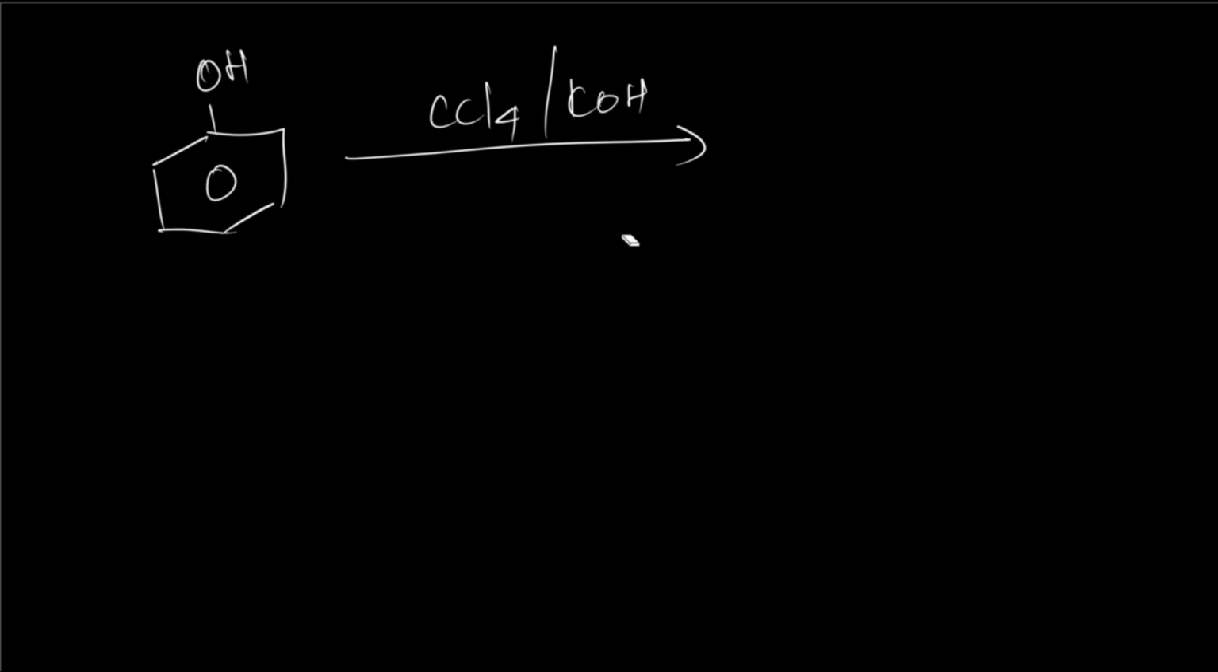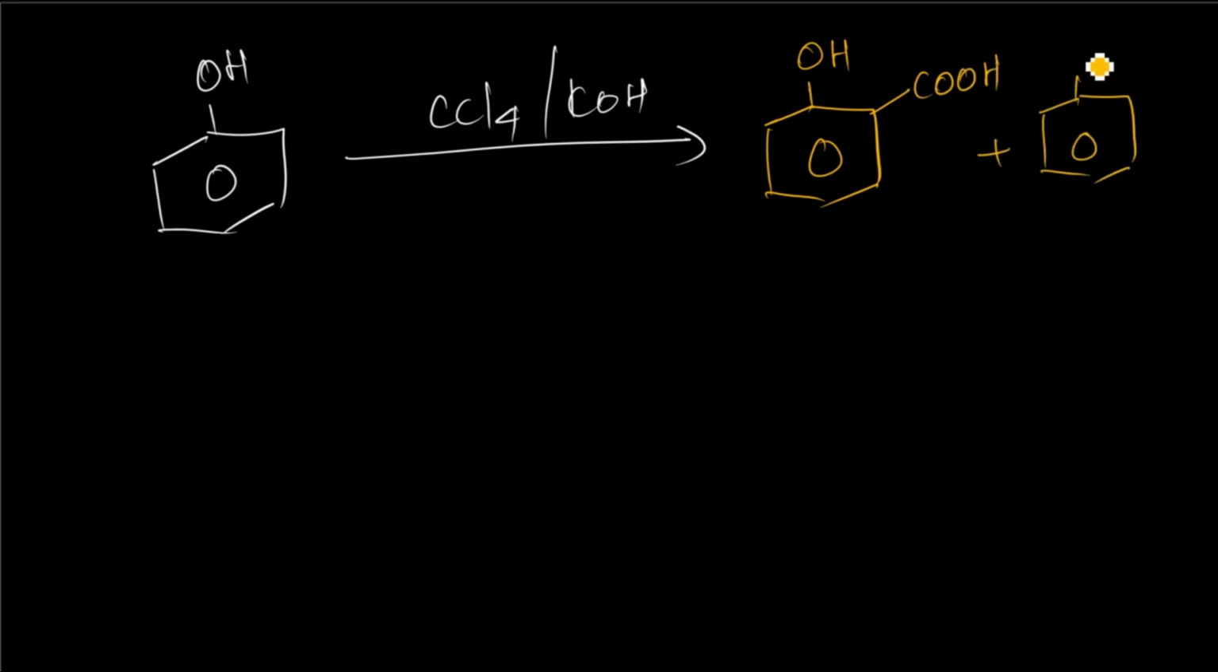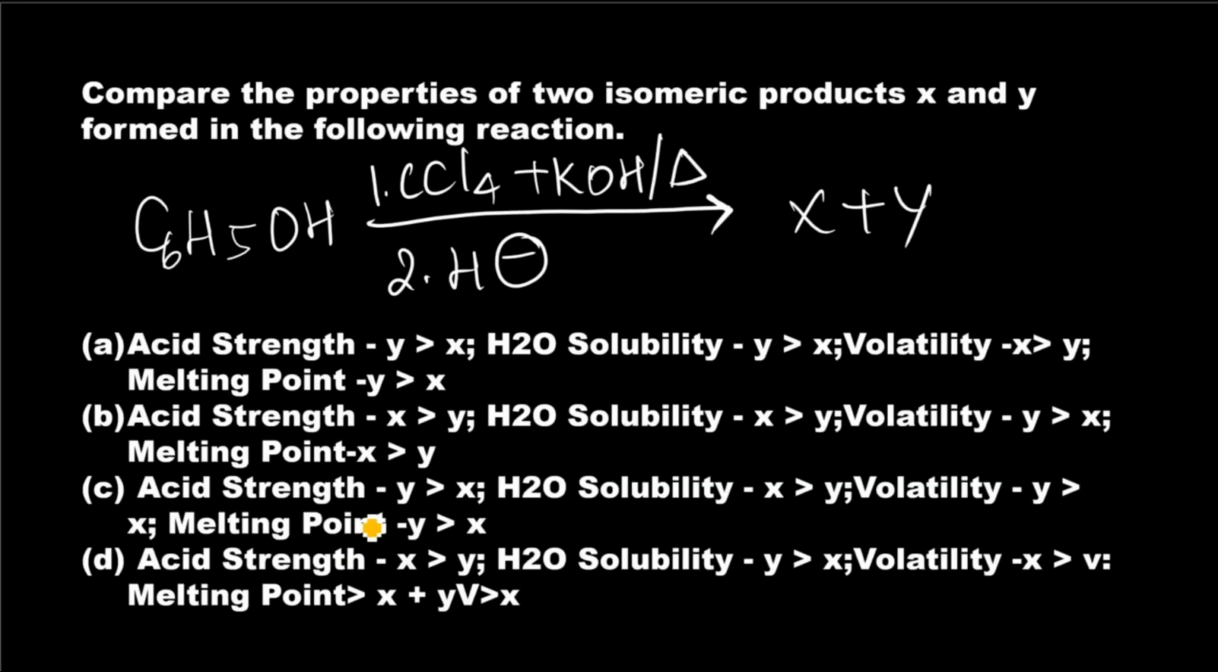Because in Reimer-Tiemann we use CHCl3 chloroform to form salicylaldehyde. Right, ortho and para substituted product. Here I am having CCl4. Then what would be our product? Salicylic acid is our product. Okay, so ortho and para substituted salicylaldehyde. Sorry, salicylic acid. Okay, so the option says to compare the acidic strength, solubility, volatility and melting point.